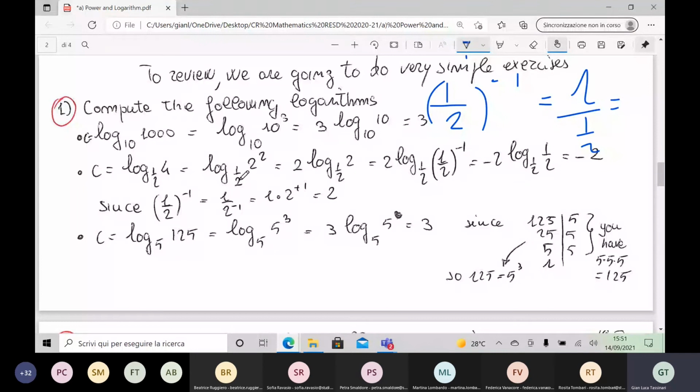But okay. Look here. Are you able to write 125 as a power with basis 5? Well, 5 times 5 is 25, times 5 is 125. So you can write it as 5 to the power 3. Again, the exponent of the argument can be written as a multiplicative term in front of the logarithm. So 3 times logarithm with basis 5 of 5. But again, property, logarithm with basis a of a is equal to 1. 3 times 1 is equal to 3.